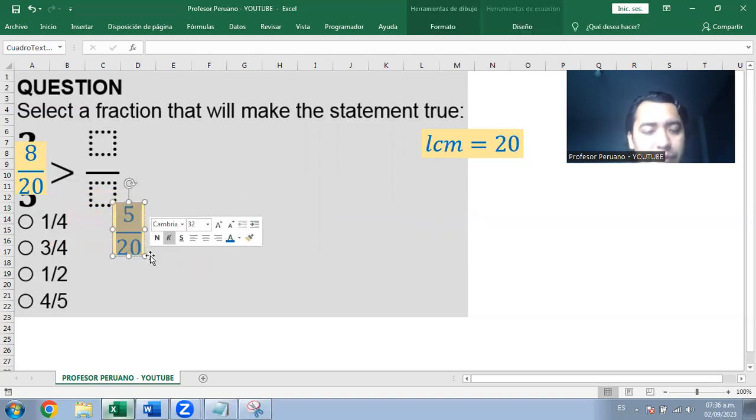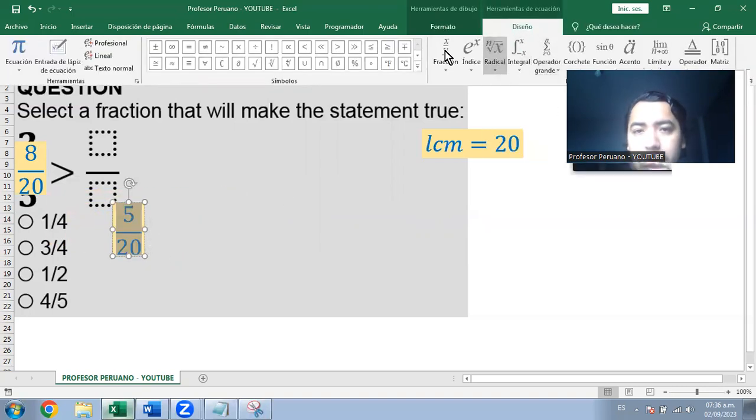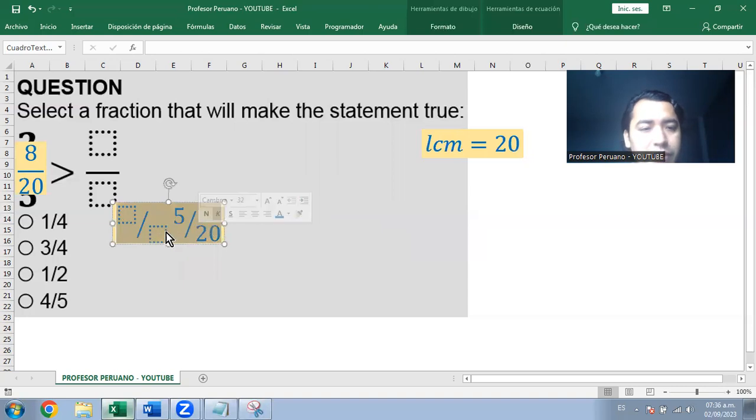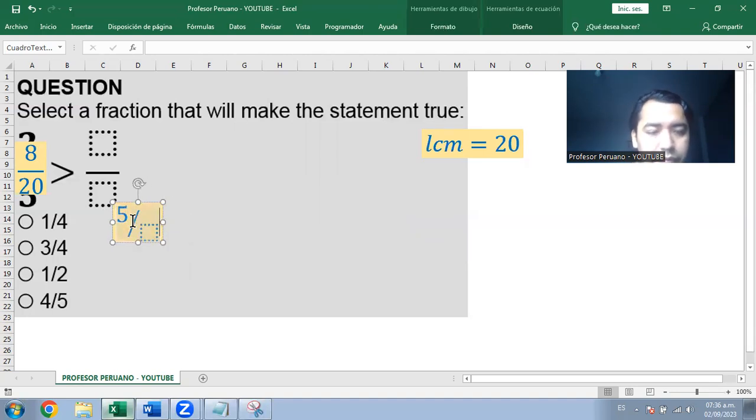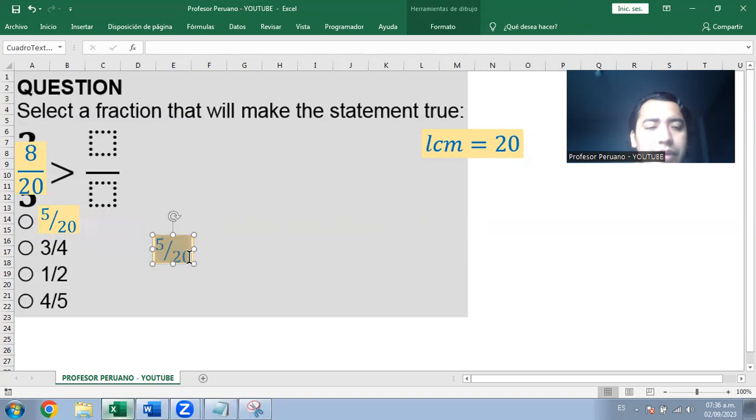So this first fraction is 5/20, an equivalent fraction. Okay, now the next one is 3/4. So we multiply by 5, and we get 15/20. The next one is a half.